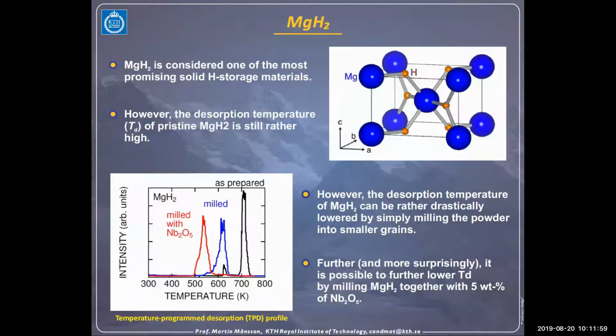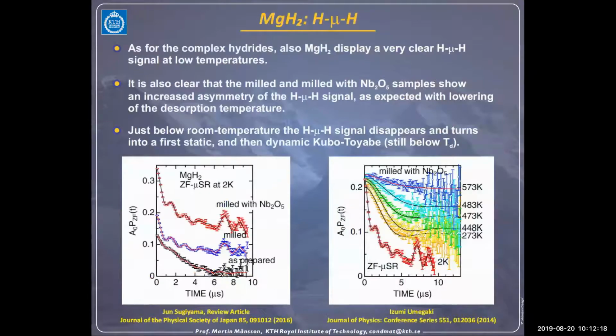This I personally haven't seen a viable explanation for, but if you mill it together with 5 or 8% of niobium oxide, you actually lower it by another almost 100 K. This is very interesting. You can have a look at this in the same way. So we see a very clear H-mu-H signal at low temperature. You can also see that as prepared, milled with this niobium oxide, this oscillation becomes clearer, as we expect, right?